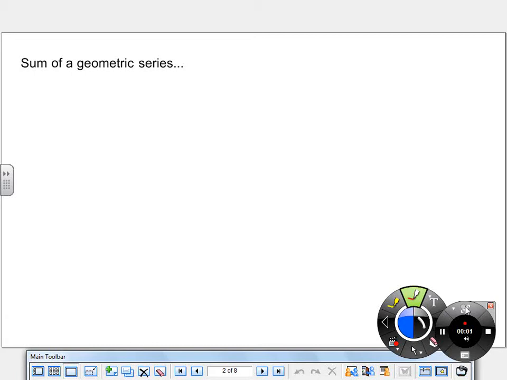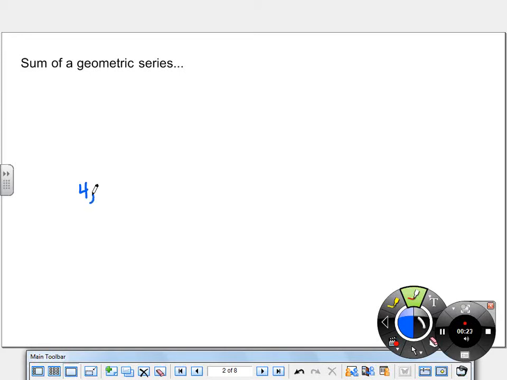About geometric series, remember that the difference between a sequence and series is that the terms are added together. And so we're going to focus on finding the sum of the series. So this goes with lesson 9.5 in your textbook. So I'm just going to give you a simple geometric series.